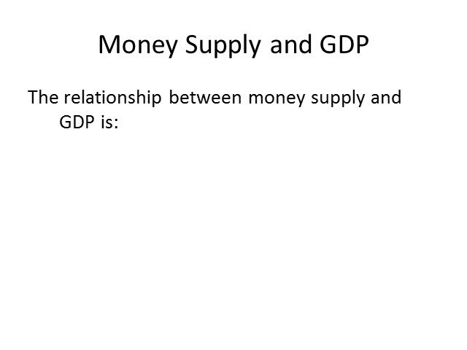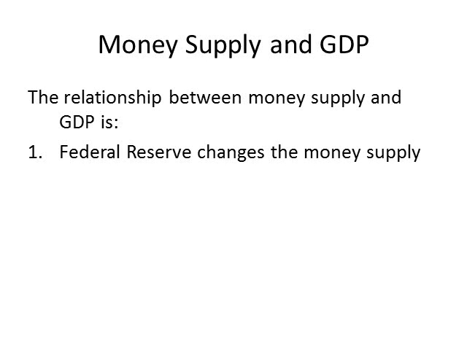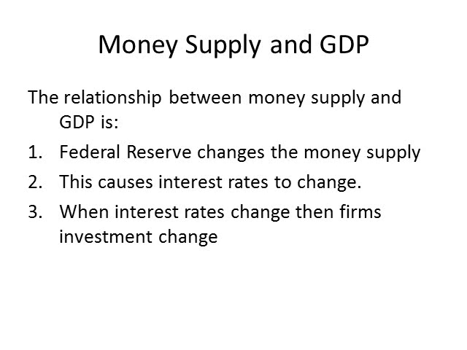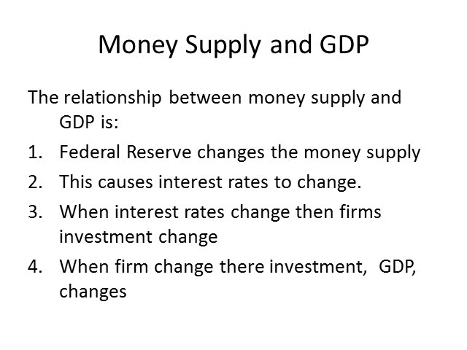The relationship between the money supply and GDP is this: the Federal Reserve changes the money supply. This causes the interest rates to change. When the interest rates change, then firms change their investment habits. And when firms change their investments, GDP changes.